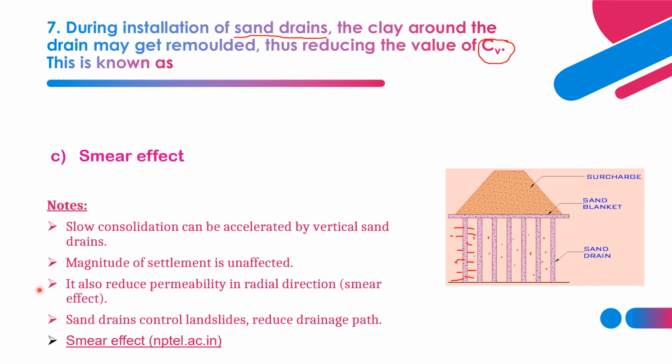It also reduces permeability in radial direction. So this is called the smear effect. So in radial direction, we can reduce the permeability. Sand drains control landslides and it also reduces the drainage path. So this is the function of sand drain. These are the functions of sand drains we are adopting to get rate of consolidation faster.